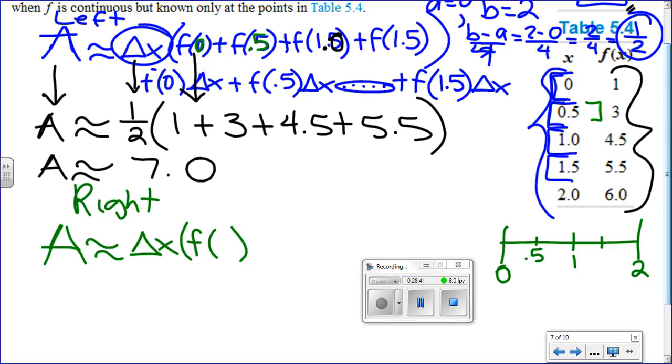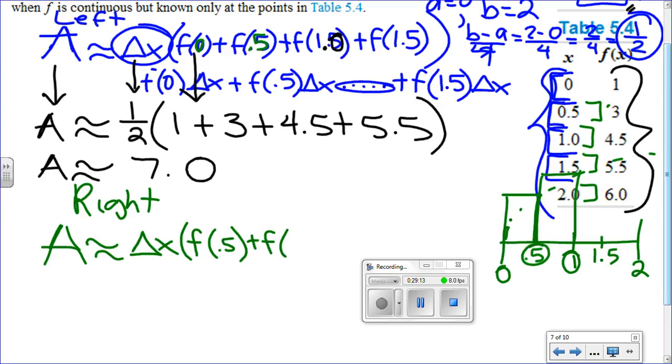So 0.5 and this is 1.5, right? Since we're talking about our rectangles that are going to touch the graph, we want that to be the x value that we choose, because it's the right corner. Now for this one, it's going to be 1. So that's why we start first rectangle, second, third, and fourth. And that's the difference between it. So f of 0.5 plus f of 1.0 plus f of 1.5 plus f.